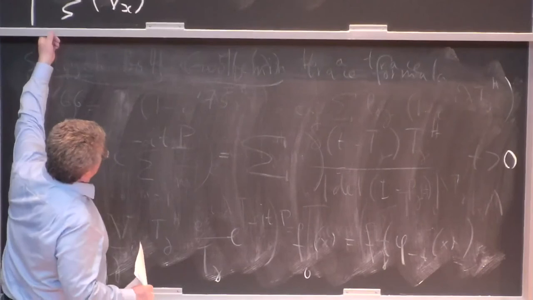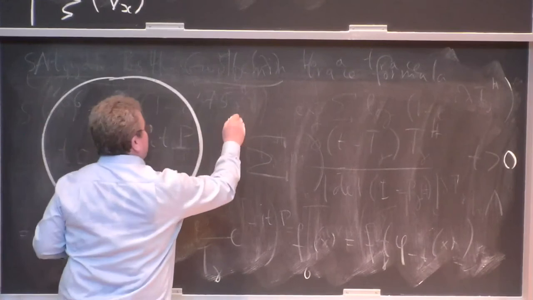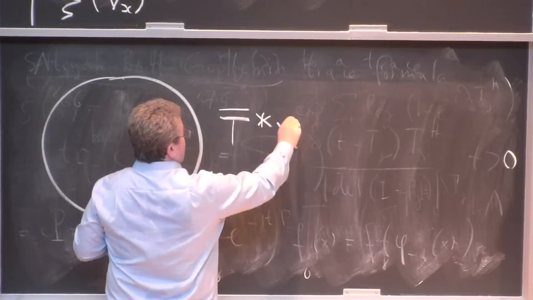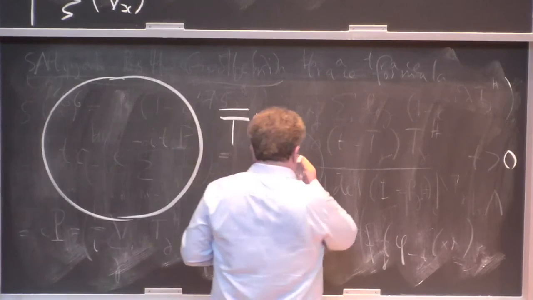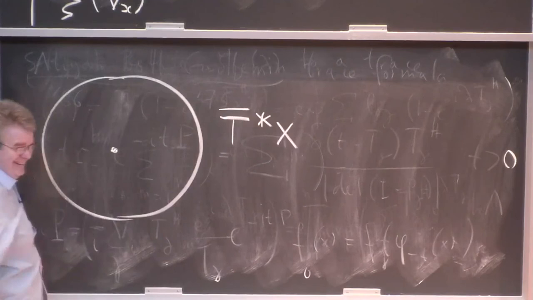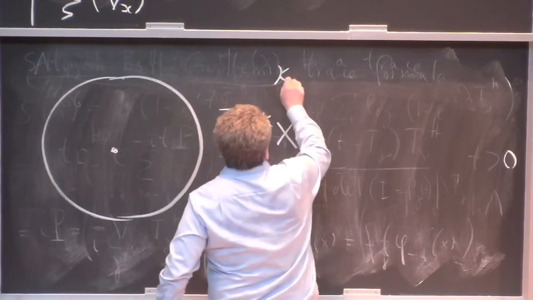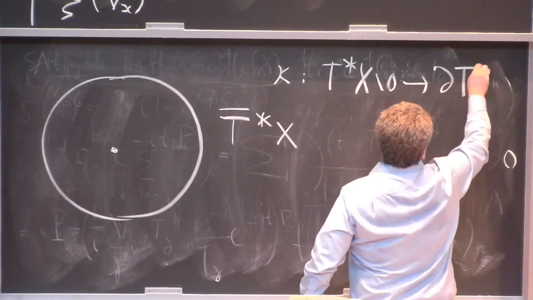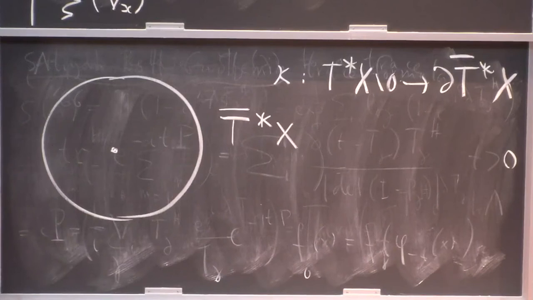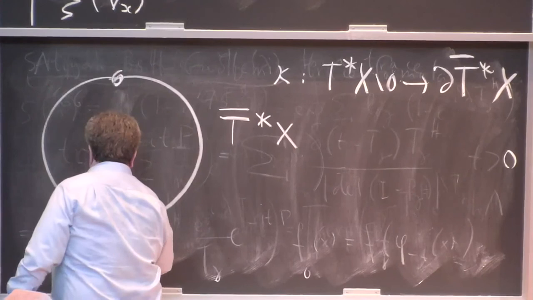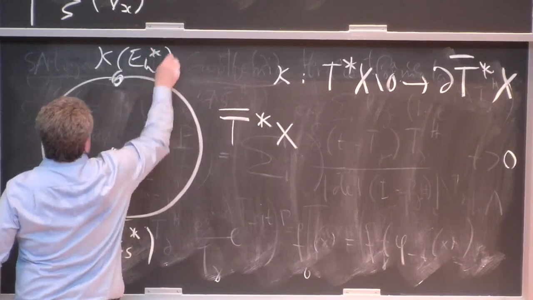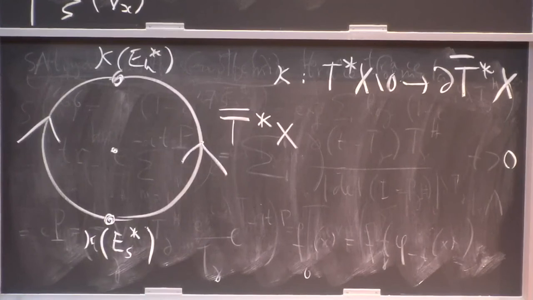And the way that this flow looks is like this. So I draw the same picture as in Andras's talk. This is the compactified cotangent bundle of x. The boundary is here. Here is the zero section. This is the boundary at infinity. I have a map kappa from T star of x minus zero to the boundary of that thing. That is just the quotient by the R plus action. And what we have here is kappa of E S star. Here we have kappa of E U star. And our flow goes like that, from this to this.